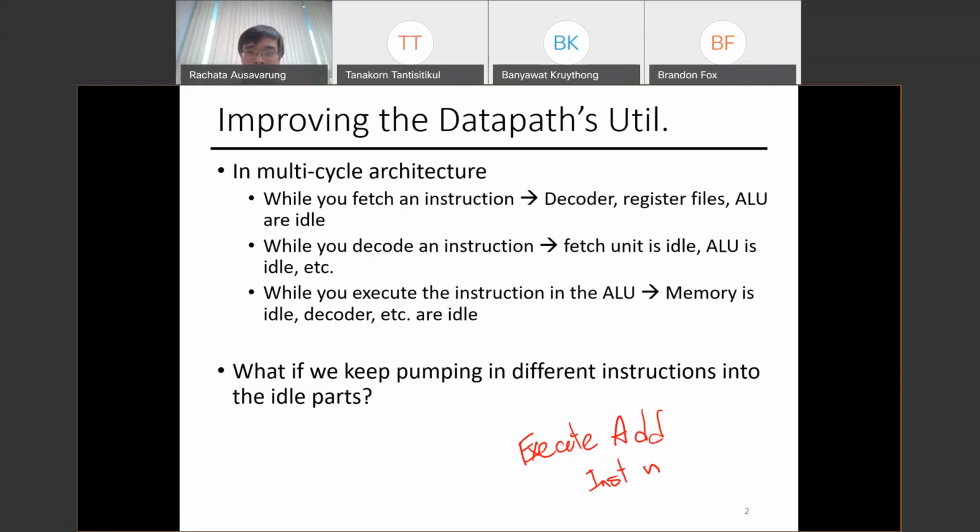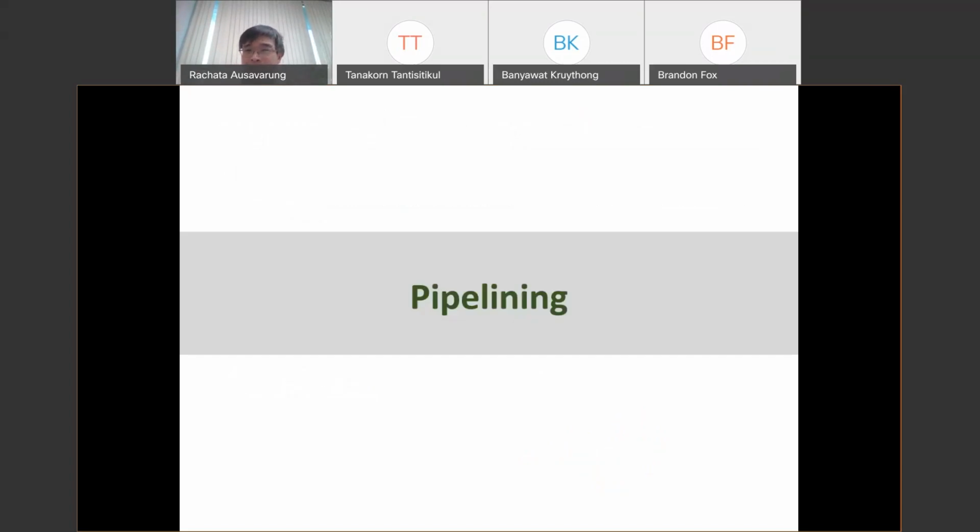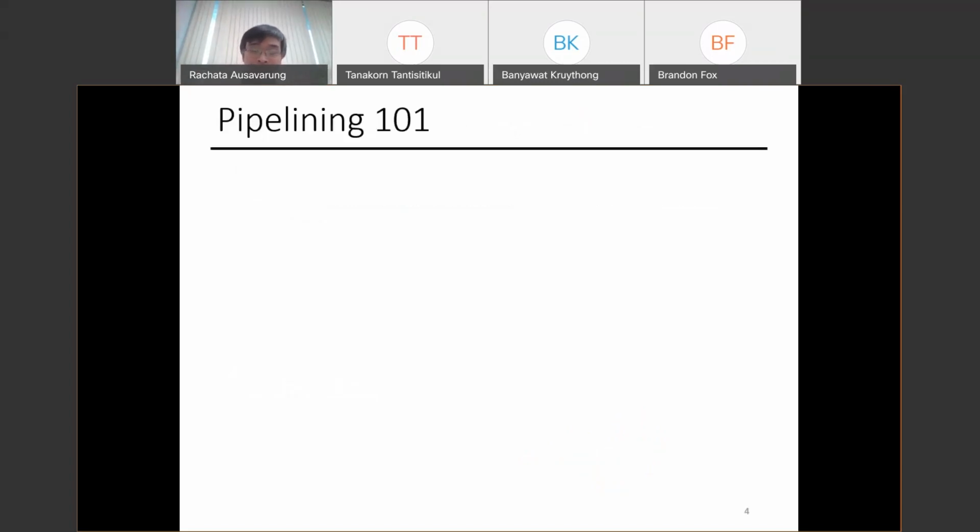Basically, while you're processing instruction n and it's doing an add right now, the rest of the CPU is not doing anything. So why can't we use that? For pipelining 101, I'm going to use the example that my professor at SMU used, because I feel this is a perfect example.